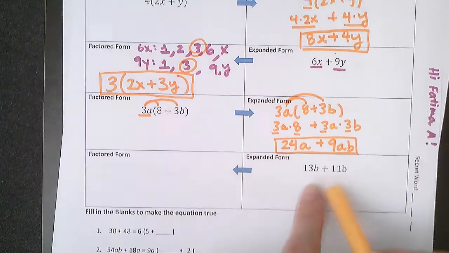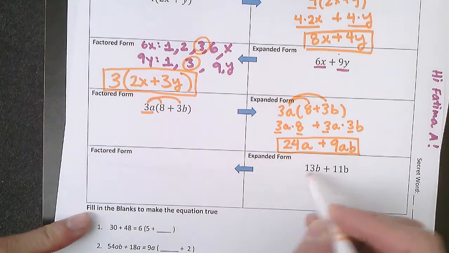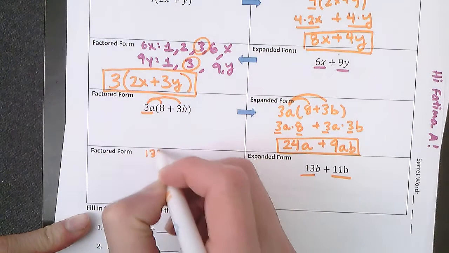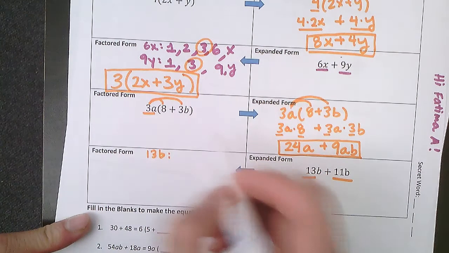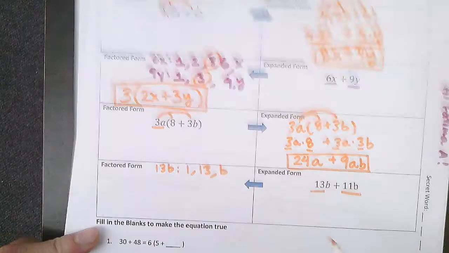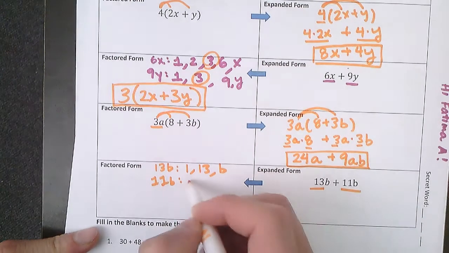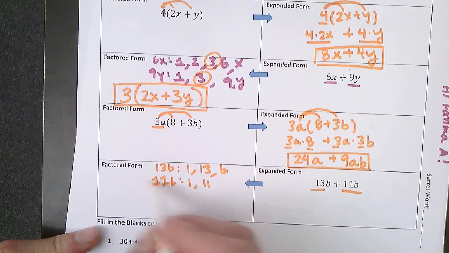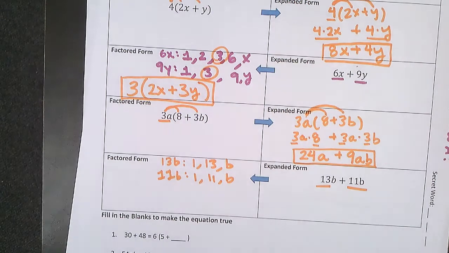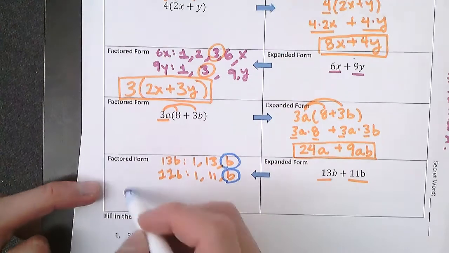Now, going from expanded form to factored form. I have 13b and 11b. 13b. What are the factors of 13? Well, it's actually only just 1 and 13 and b. For 11b, what are the factors? I think it's just 1 and 11. Can't divide anything else into 11, and b, because the variable is always a factor too. So in this case, the variable is the greatest common factor. So that's what's going to go on the outside.